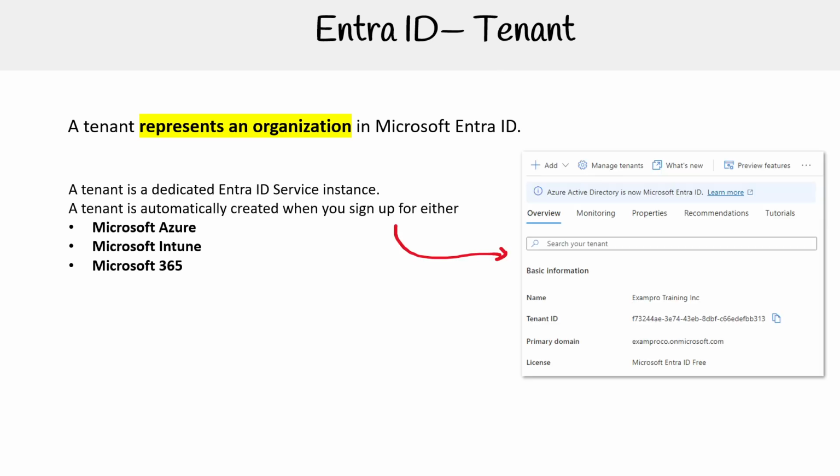And in here, we can see an Entra ID that we already have. And if you notice here, it says Azure Active Directory is now Microsoft Entra ID. So even a year or two after the change, people are still confused by the name change. I really wish they didn't do that.